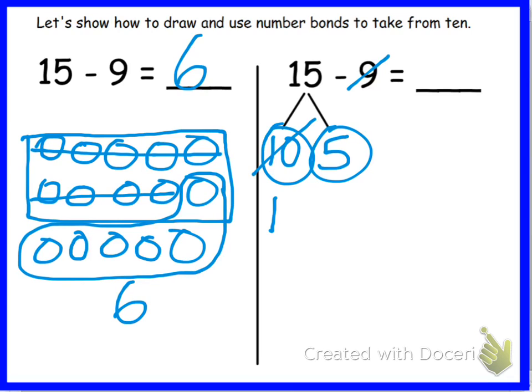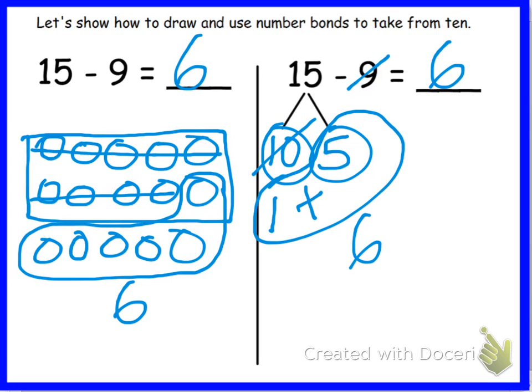Then our next step is that we are going to circle our leftovers, which is going to be 5 and 1. Because 5 was in our number bond and 1 was left once we took 9 away from 10. So we know that there's 5 and 1, so we can add those together. 5 plus 1. Oh, that's easy peasy. I know that 5 plus 1 is 6. So that means that 15 minus 9 is also 6.